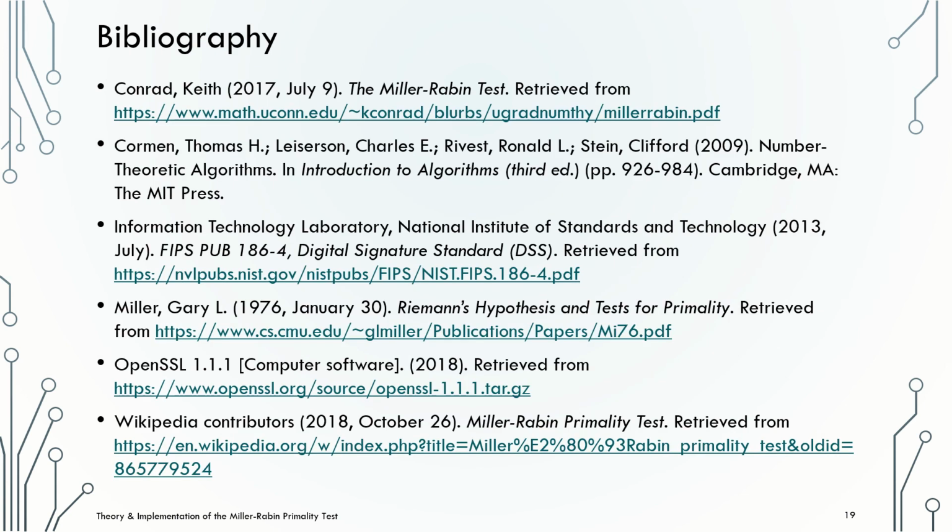I will say finally that this reference at the very top of my bibliography, Keith Conrad's notes, is a great reference. It has very good information if you'd like to delve into this topic further.